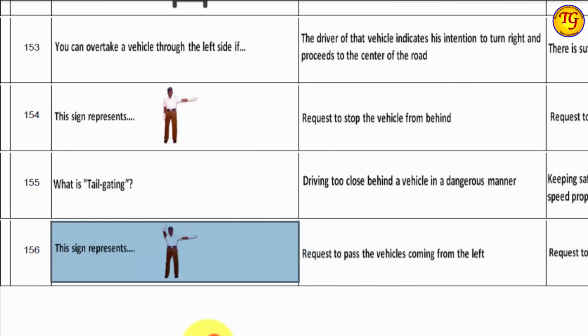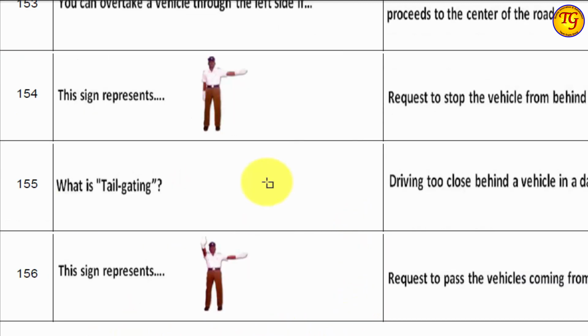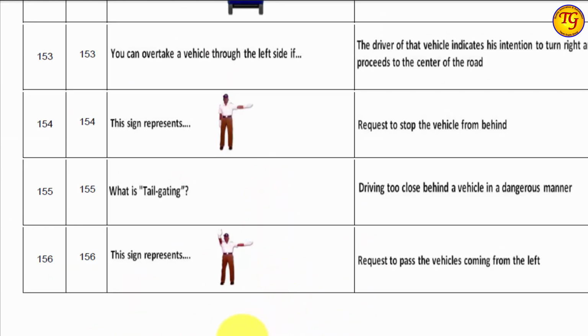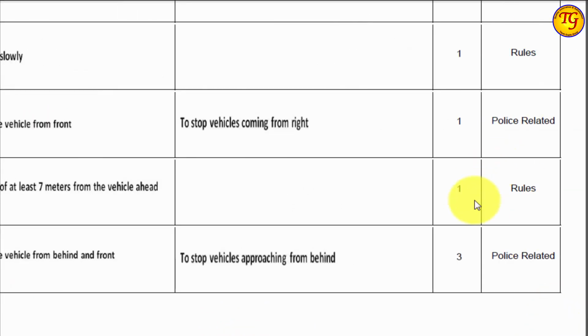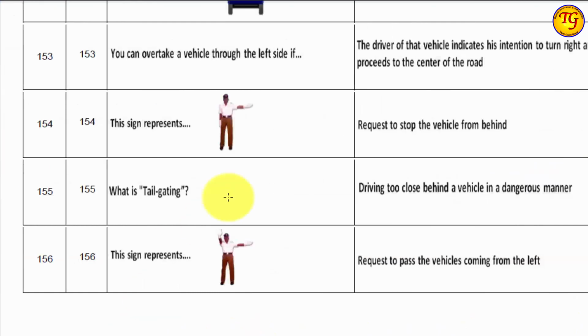Okay, question number 155. What is tailgating? The options are driving too close behind a vehicle in a dangerous manner. I think that this option is the correct one. Yes, option number 1 is the correct one. Tailgating means driving too close behind a vehicle in a dangerous manner.